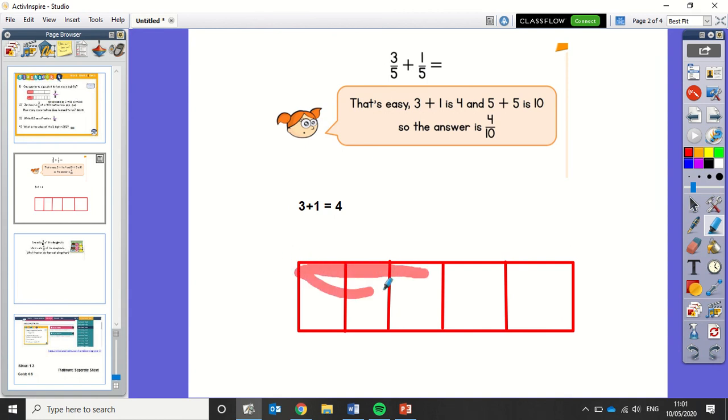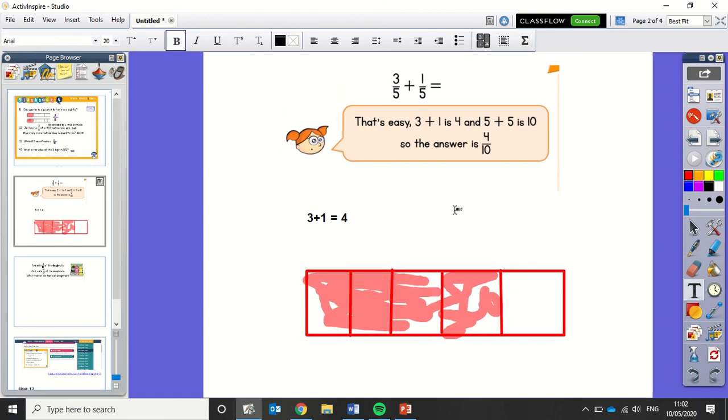It's like saying, I've already eaten 3 parts of this chocolate bar, and I'm now going to eat another part of this chocolate bar, which means I've eaten 4 out of 5 pieces of the chocolate bar. That's it. That's why the denominator doesn't change. Okay? So your answer shouldn't be 4/10, it should be 4/5.